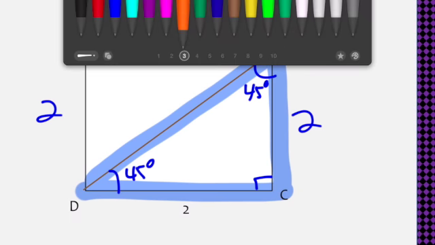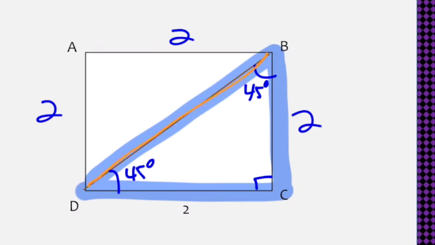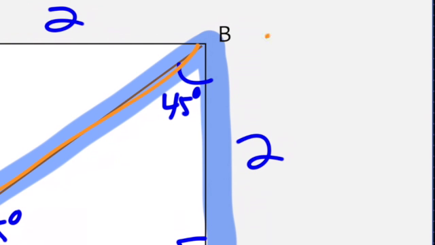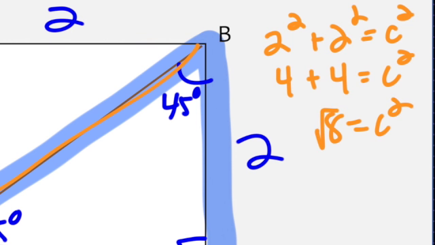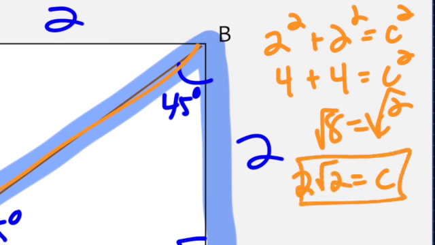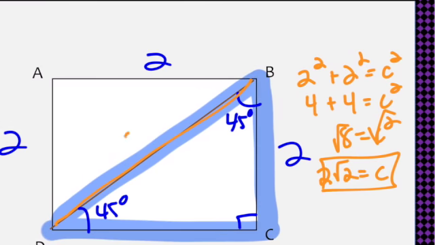So let's go off to the side, and this hypotenuse measure is going to be 2 squared plus 2 squared equals that hypotenuse measure. This will be 4 plus 4. Let's add those up. When we square root it, we're going to have to break it up into its pairs, and we end up with 2 radical 2. So now my hypotenuse is 2 radical 2.